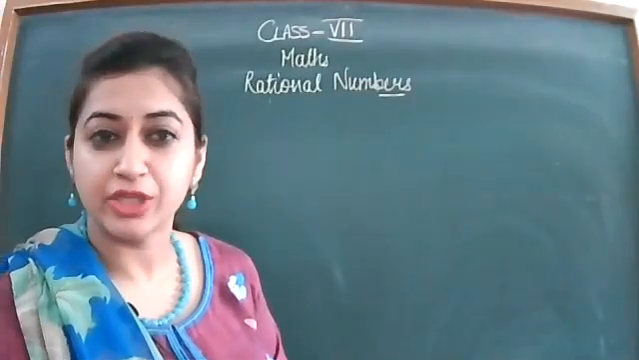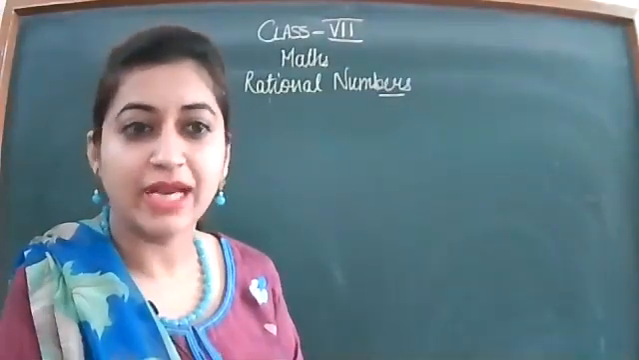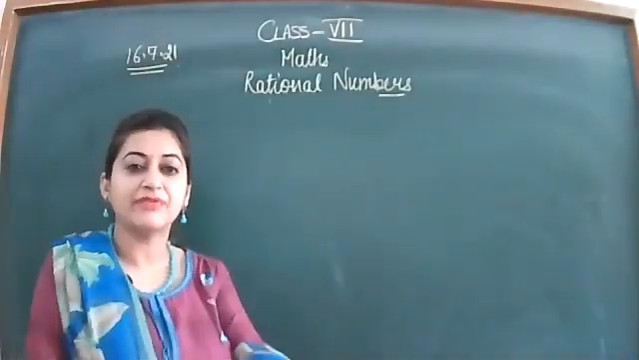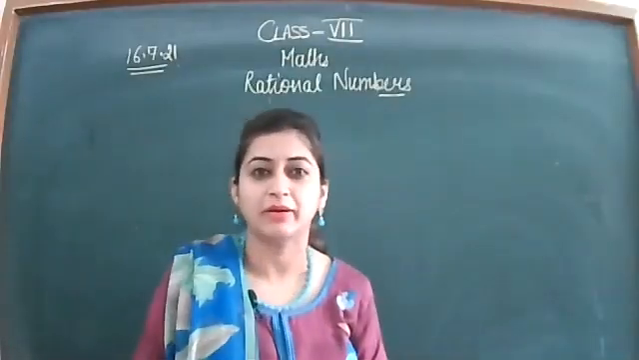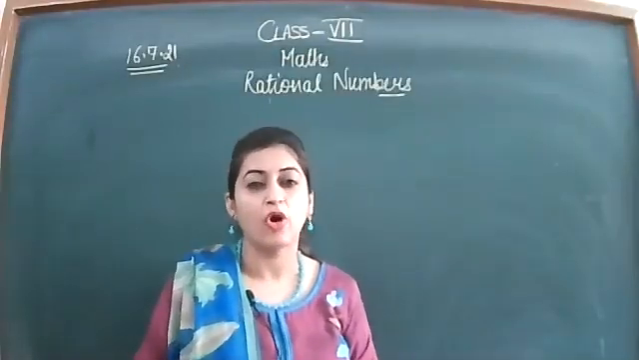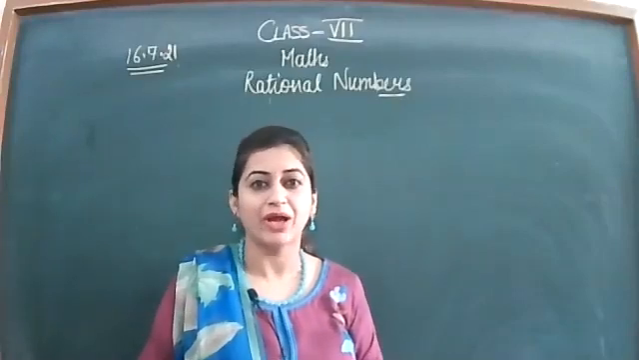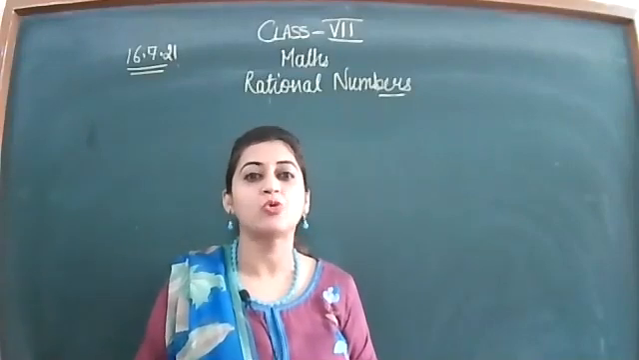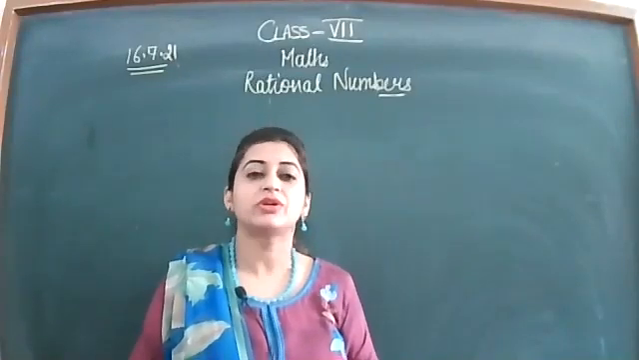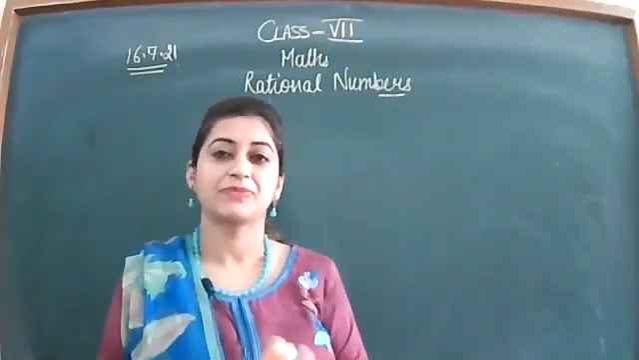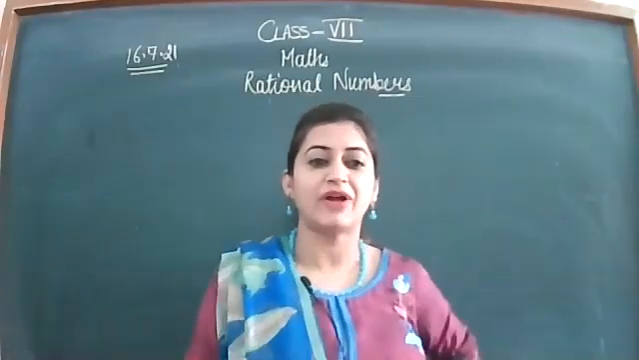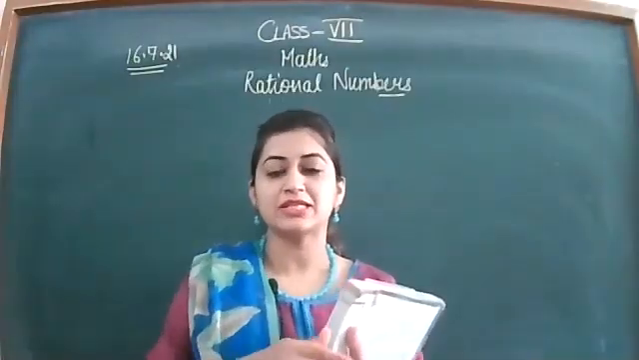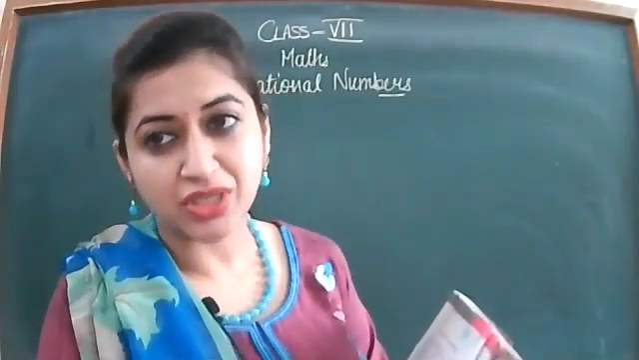Yesterday we had started with the new chapter, that is rational numbers. We had discussed the meaning of a rational number. Rational numbers are the numbers which are of the form p by q, where p and q are integers and the denominator should not be 0. If the denominator is 0, like 2 by 0, it is not defined. So it will no longer be a rational number. You can't define that number. It will not be included in the list of rational numbers.